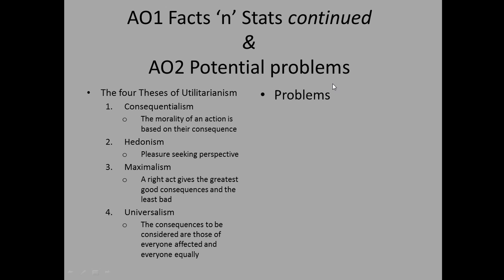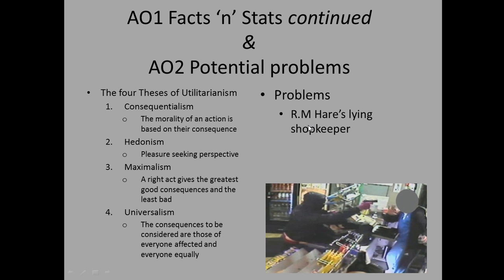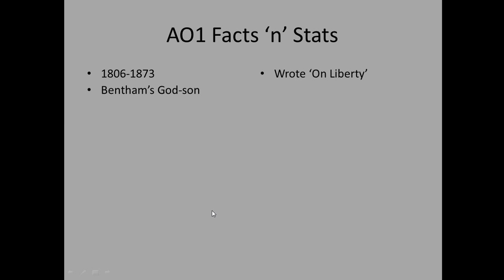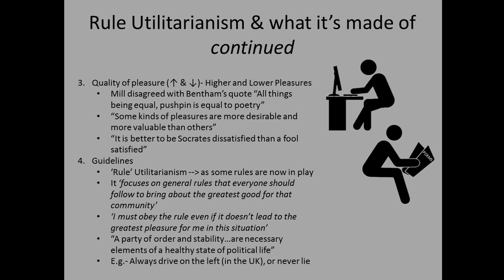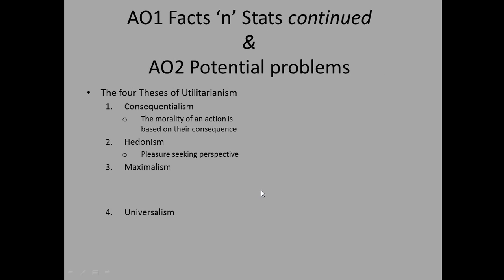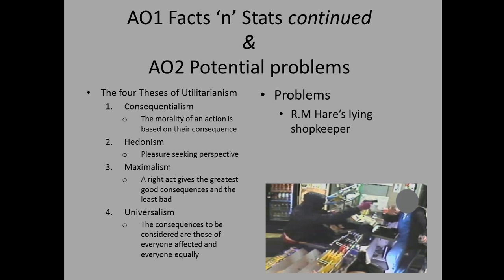So we're going to look at the problems, covering AO2. A few problems with Mill's utilitarianism now. We have R.M. Hare's lying shopkeeper. He is a very good example. Now, if we remember before, with the rules that, if you break them, then it's not benefiting the community much. One of them is never lie, obviously. That's not going to benefit the community if you're lying, and particularly to the idol of a shopkeeper.